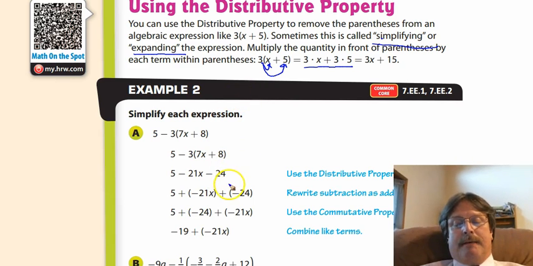And they have another example for you going down through simplify. So you have the 5. This is a negative 3. So negative 3 times 7 is negative 21x, because 3 times 7 is 21, and that's a negative. Now this is a negative 3 times a positive 8. So if you remember, a negative times a positive equals a negative. So negative 3 times a positive 8 gives us a negative 24.